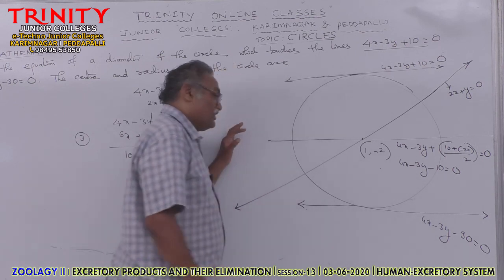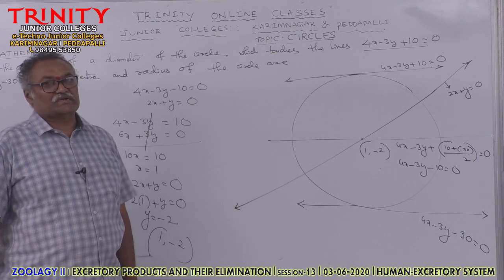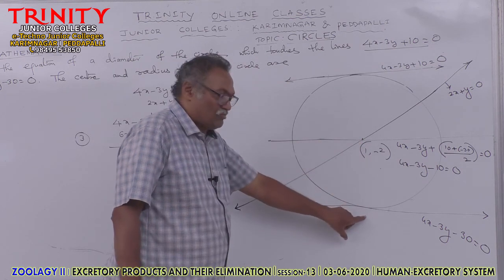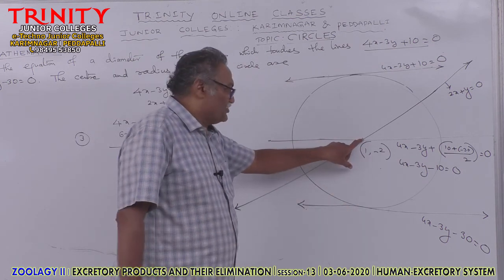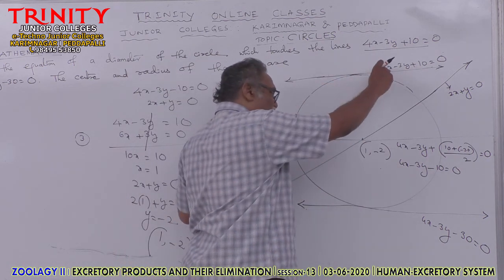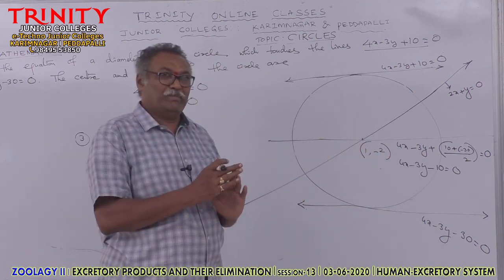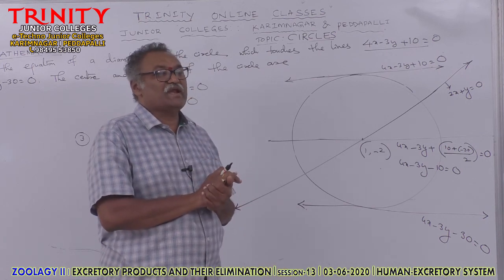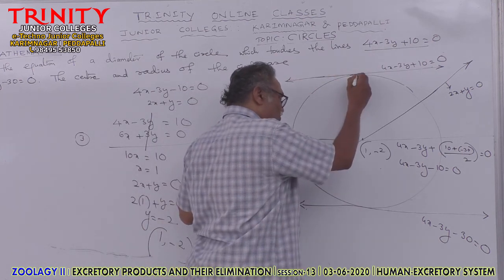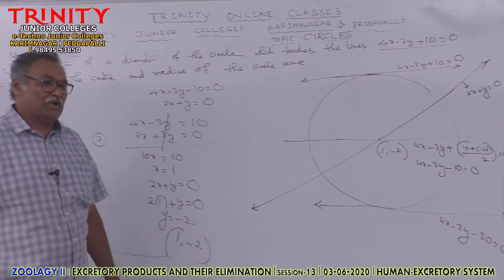Now, the second question is finding the radius of the circle. How to do that? Take the perpendicular distance from the center to this line, or the distance between these two parallel lines, that is the diameter of the circle; divided by 2, that gives the radius of the circle. Take the distance between these two parallel lines.